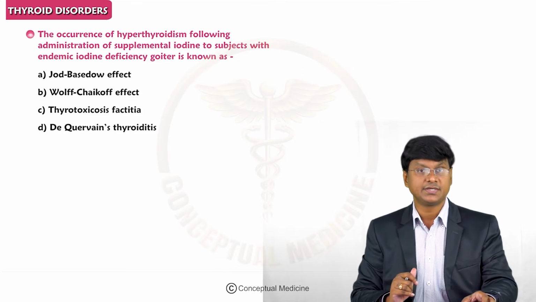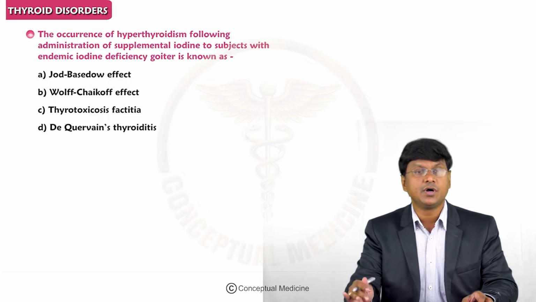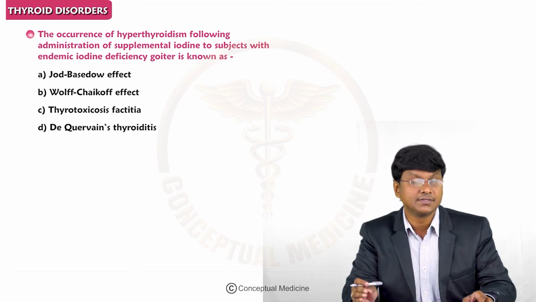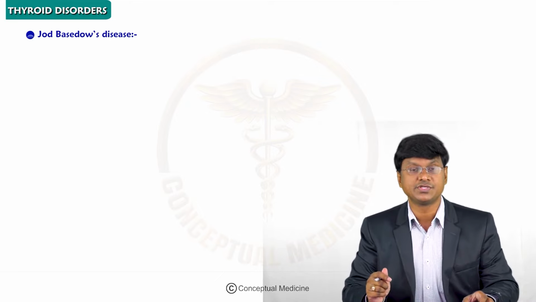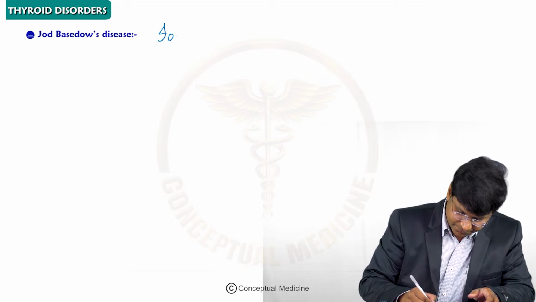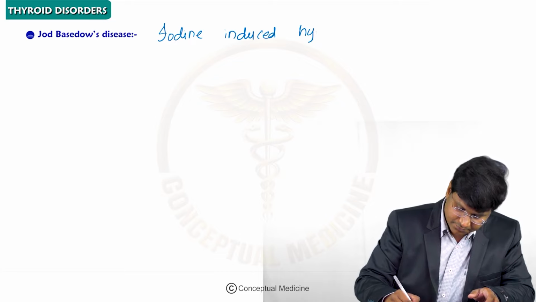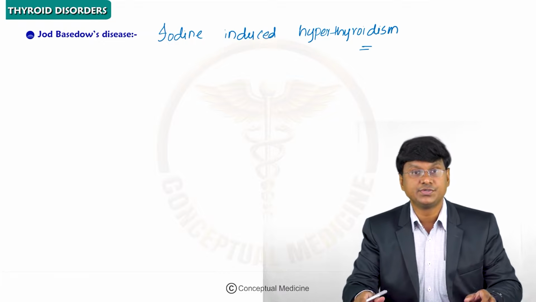Let me discuss. See the question here: the occurrence of hyperthyroidism following administration of supplemental iodine to subjects with endemic iodine deficiency goiter is known as? Options are Jod-Basedow effect, Wolff-Chaikoff effect, thyrotoxicosis factitia, de Quervain thyroiditis. The answer to this question is the Jod-Basedow effect. It is iodine-induced hyperthyroidism.